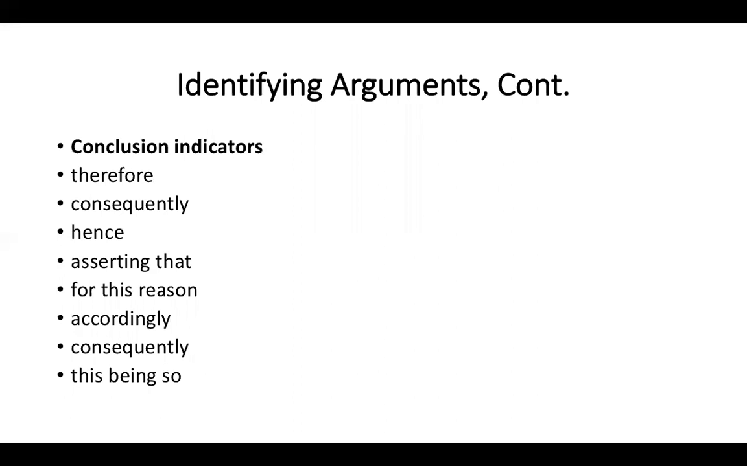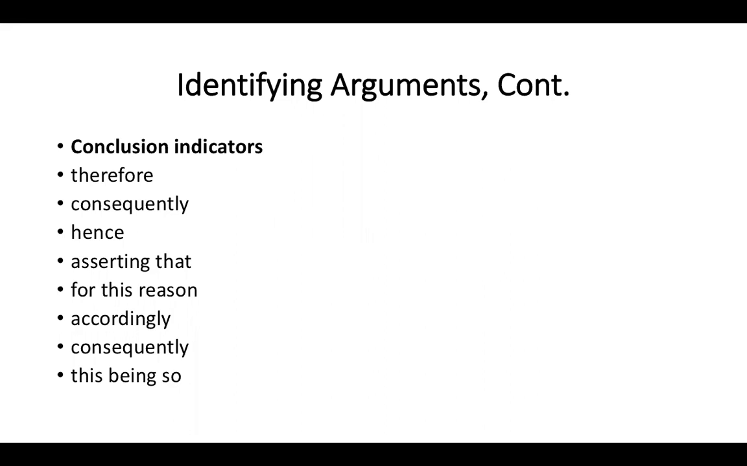Then we go to the conclusion indicators. We have several conclusion indicators. These ones here are not exhaustive of the list. There are just a few of them. There are many others. For example, you have therefore, consequently, hence, asserting that, for this reason. These words or phrases will tell you immediately that you are looking at a conclusion.